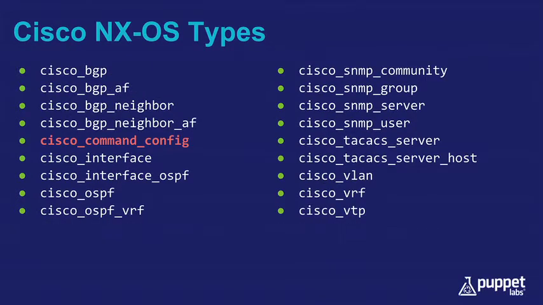Similarly with Cisco NX, you also see BGP that was added this week. They have OSPF as well, and some VRF, SNMP, and TACACS types. They also have a crutch or a big hammer, which is the Cisco command config, and we're actually going to go over an example of that shortly.